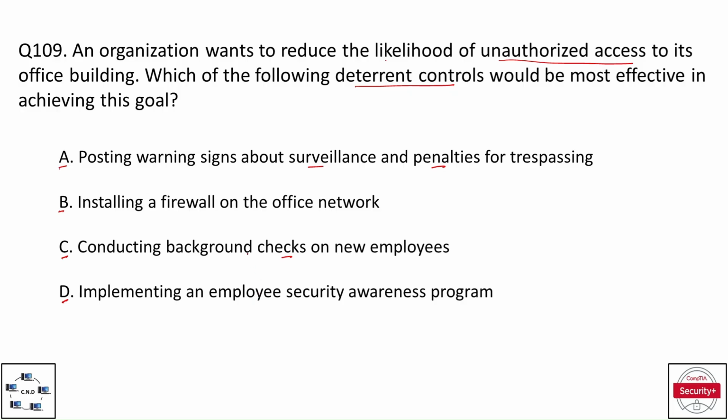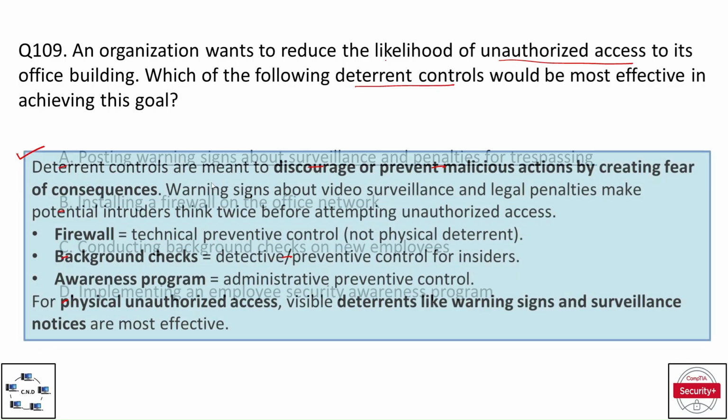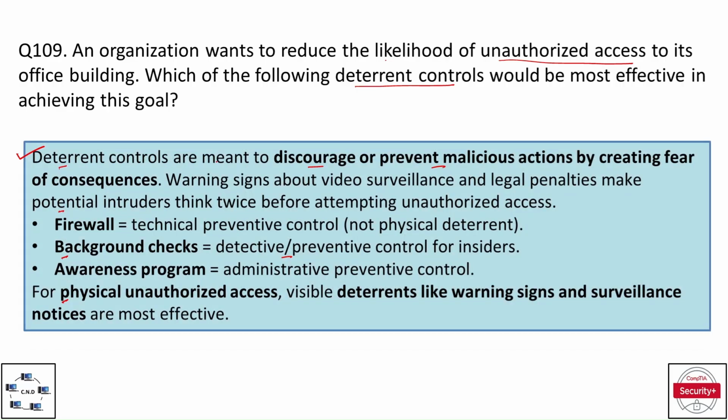And the correct option is option A, posting warning signs about surveillance and penalties for trespassing. And the explanation is, deterrent controls are meant to discourage or prevent malicious actions by creating fear of consequences. Warning signs about video surveillance and legal penalties make potential intruders think twice before attempting unauthorized access.